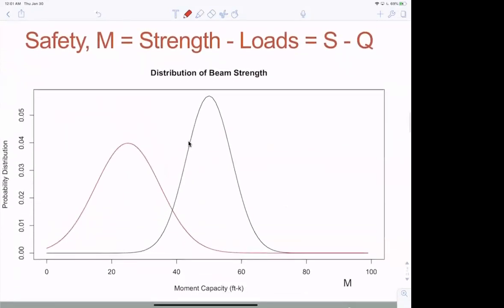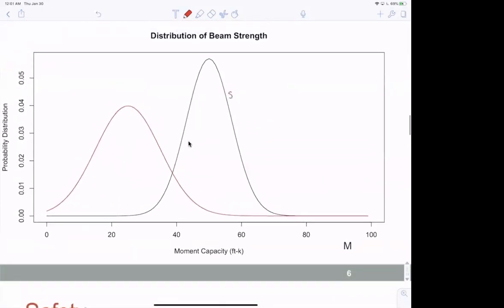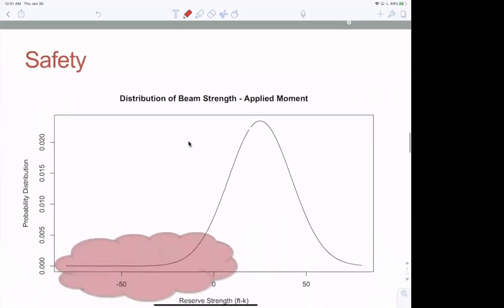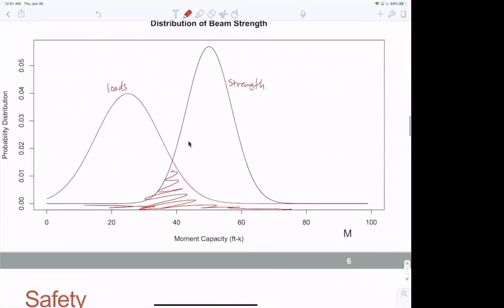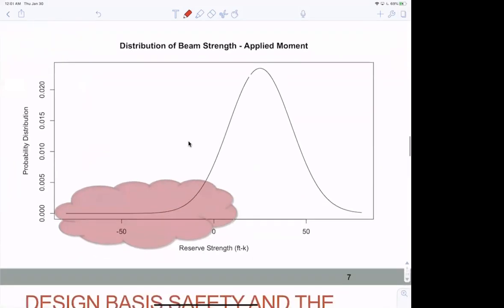And so safety, let's define safety as a difference between the strength minus the loads, S minus Q. Okay, so here's the distribution of the strength and the distribution of the loads. And then this area here represents all the time that the loads are greater than the strength. Okay, so if you subtract the strength minus the loads, and then you plot that distribution, it's here.